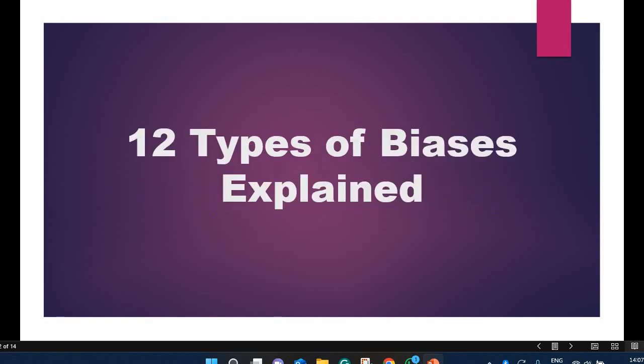So I'll be explaining the brief meaning of the 12 main types of biases. These are the ones that we usually experience in our lives. So a dozen biases explained for you. So let's go.